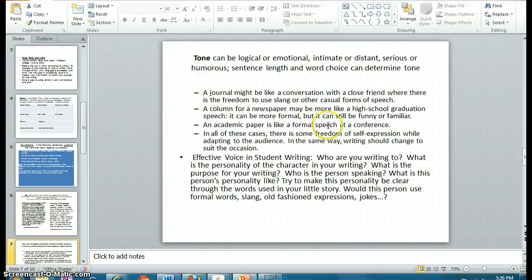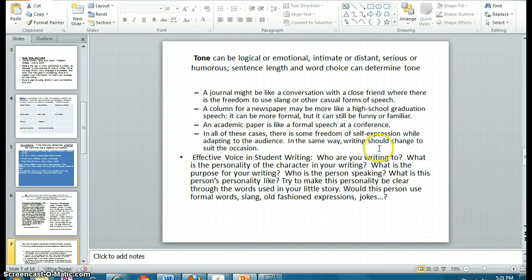A journal might be like a conversation with a close friend where there is the freedom to use slang or other casual forms of speech. A column for a newspaper may be more like a high school graduation speech. It can be more formal, but it can also be funny or familiar. An academic paper is a formal speech at a conference. In all these cases, there is some freedom of self-expression while adapting to the audience.